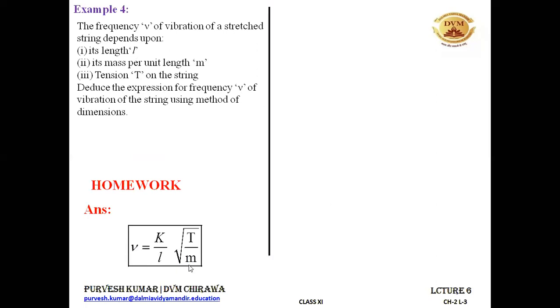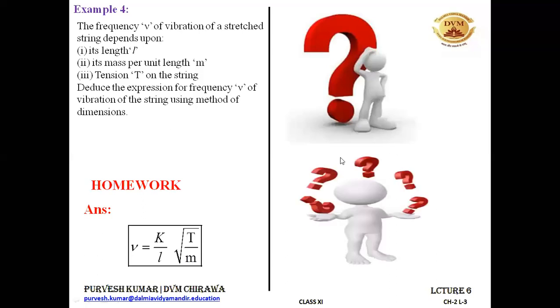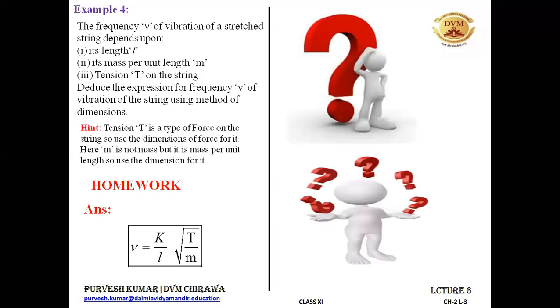So you have to put your thinking caps on and you have to play with the dimensions a lot in order to solve this question. One hint I am giving to you. This hint is the tension T is a type of force. So for T, you have to write the dimensions of force, that is MLT minus 2. And this m is not mass. It is mass per unit length. It is not given that it is mass. So the dimensions for mass per unit length you have to use, that is M upon L, ML minus 1.